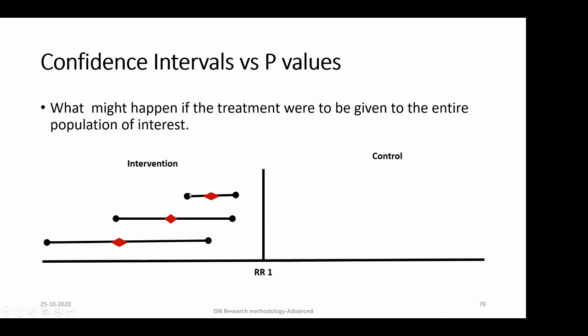And confidence interval, this was what Dr. Nair sir was telling last time. The confidence interval means what might happen if the treatment were to be given in the entire population of interest. Now, with a very wide confidence interval, you are not really sure whether the effect reproduced in your study might be applicable to a larger population. So, the narrower the confidence interval, the better it is applicable when you extrapolate the results to the general population.